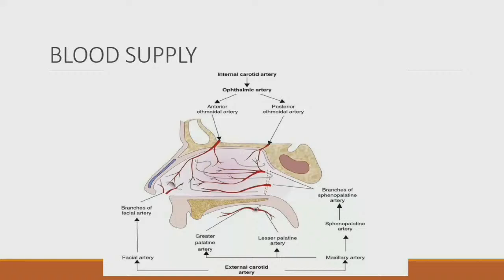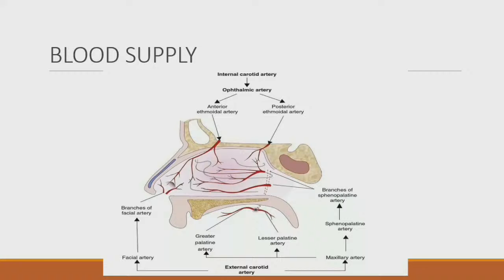The external carotid artery gives two main branches, the facial artery and the maxillary artery. The facial artery gives the superior labial artery. The maxillary artery divides into the sphenopalatine artery and the greater palatine artery. The greater palatine artery supplies the floor of the nose, whereas the sphenopalatine artery gives branches towards the posterior inferior part of the nose.